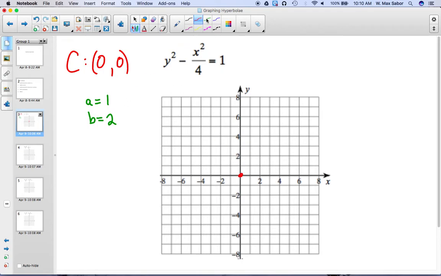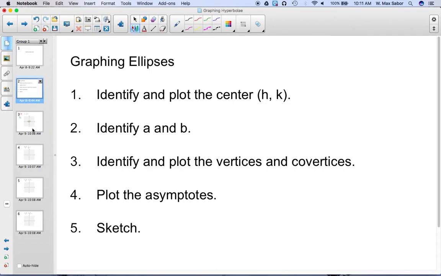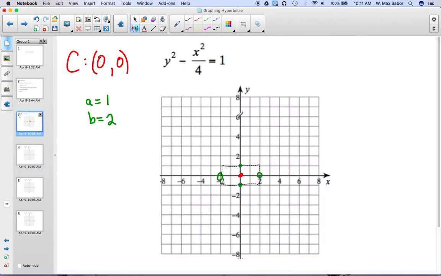We can use A being 1 to plot the vertex, or the vertices. I know they're in the y direction. I know that the co-vertices are in the x direction. I'm gonna just use open circles for that. Frequently, people will draw a box here because that box helps people figure out exactly where the asymptotes are. So based on the vertices and covertices in that box, we can plot the asymptotes.